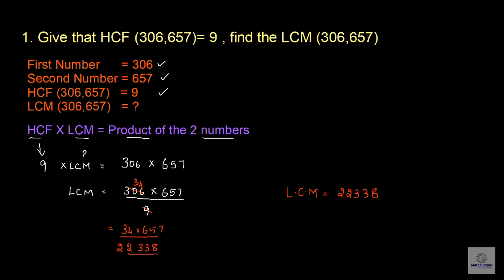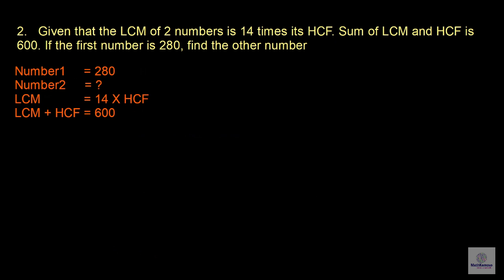So this is how we effectively use the relationship between LCM and HCF and the product of the two numbers. இதே relationship வச்சு வேற ஒரு type problem இப்போ பார்க்கலாம். Given that the LCM of two numbers is 14 times its HCF. So first condition வந்து LCM of two numbers is 14 times its HCF. Second condition, sum of the LCM and HCF is 600. If the first number is 280, find the other number.